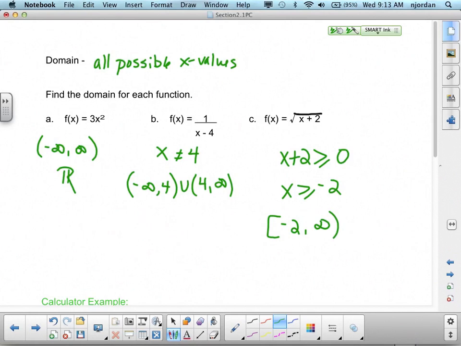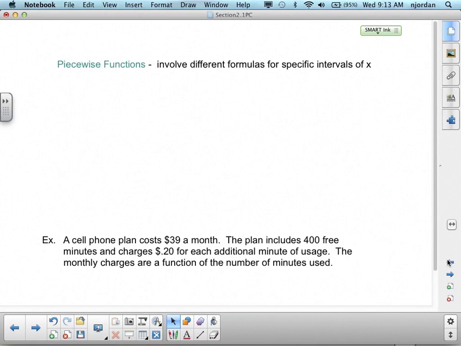So with the domain problems, we'll continue with domain throughout this chapter. It's easier to consider where x values are undefined for some of these problems, especially when you have the rational and the radical expressions. Okay? All right. Just a few more examples here.